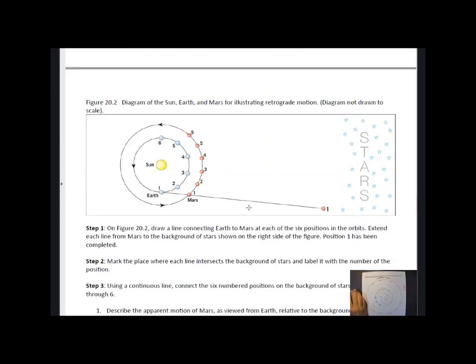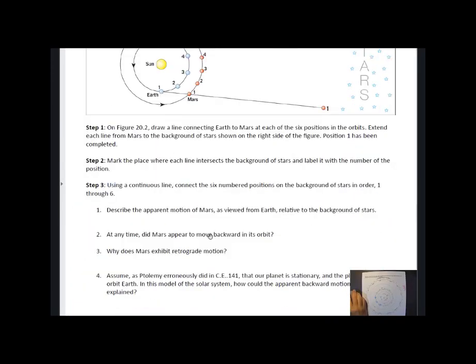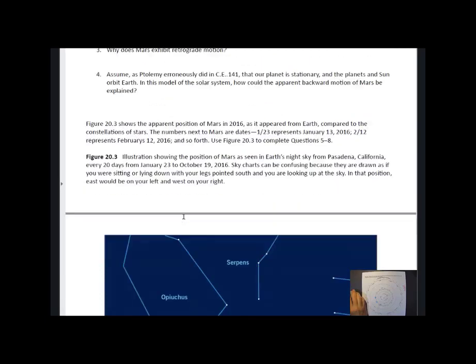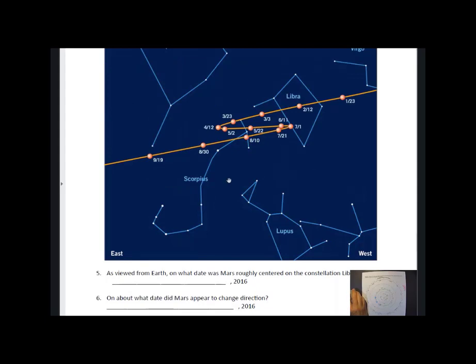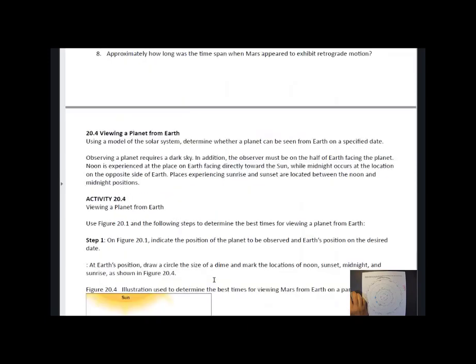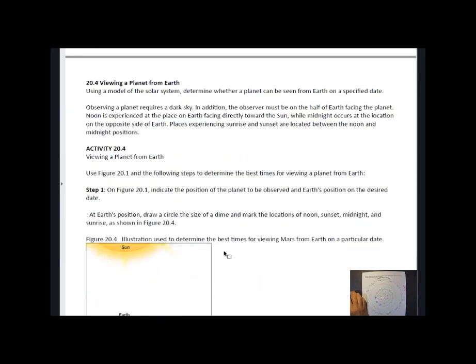All right, so that's activity 20.3, and then you can answer these questions in more detail. This next set of questions, 5, 6, 7, and 8, deal with this picture, and you can see that you're going from January to February to March, April, May. So basically from April through really July 1st, we're in retrograde motion, and then beginning in July, we get back to normal motion here, right? So you can answer the questions there. They're pretty straightforward. And then, okay, here's the other one that was a little tricky.